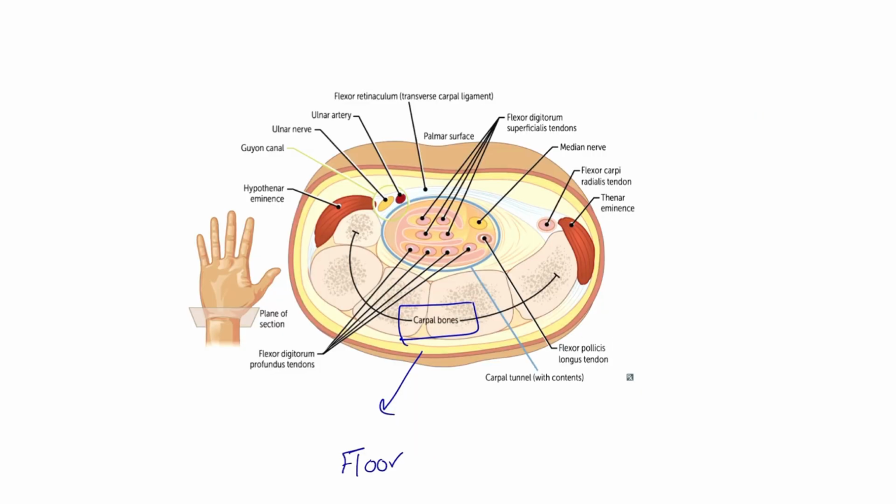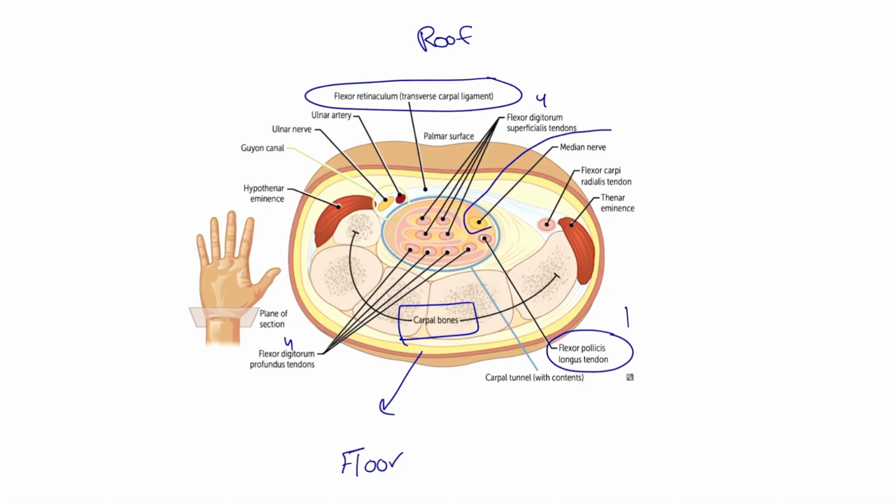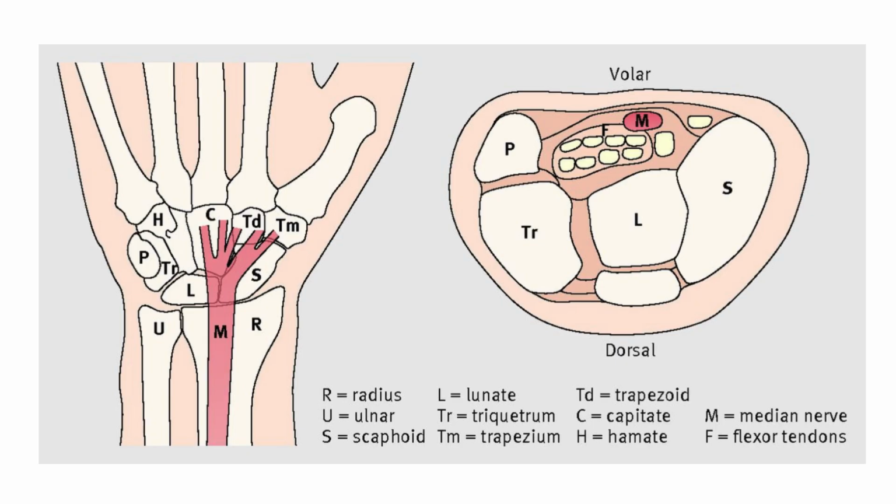Look at this cross-section. The carpal tunnel is a rigid box. The floor is the carpal bones, and the roof is the flexor retinaculum. Inside, you have 9 tendons, 4 FDS, 4 FDP, 1 FPL, and the median nerve. When that lunate pops out, it smashes the median nerve against the ligament. That's acute carpal tunnel syndrome, and it needs decompression fast.